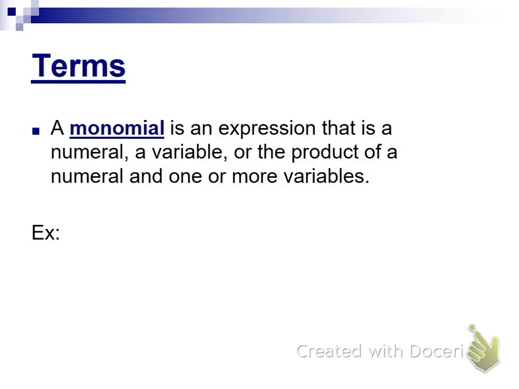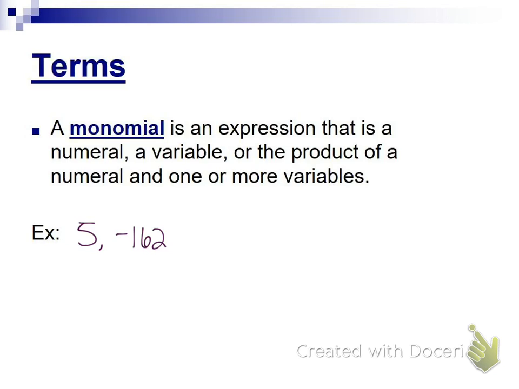A monomial is an expression that is a numeral, a variable, or the product of a numeral and 1 or more variables. This is a monomial. So we've got room for some examples. So a numeral just means a number. So examples could be things like 5 or negative 162. Those would be just numbers. Those are considered monomials.